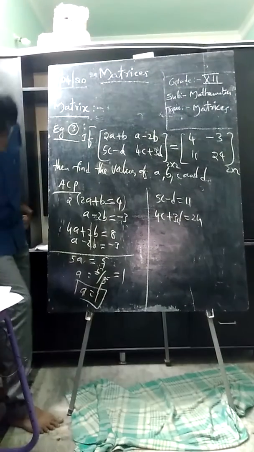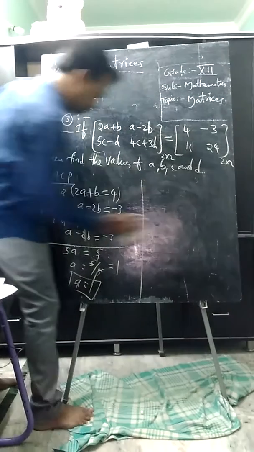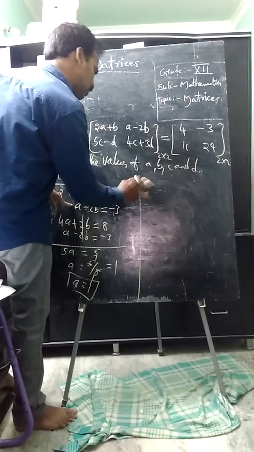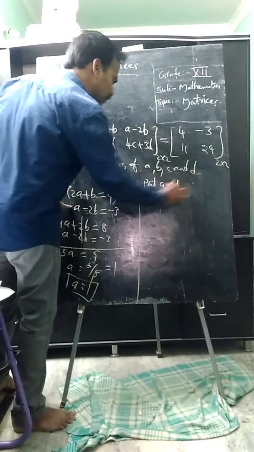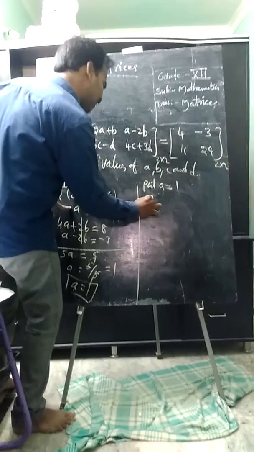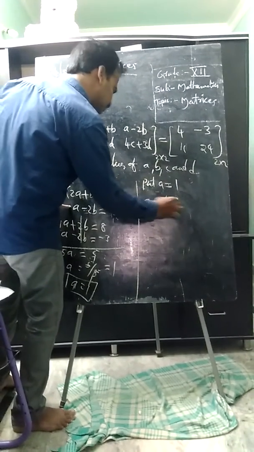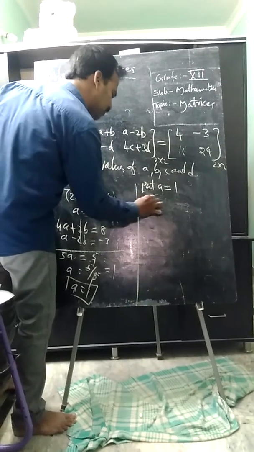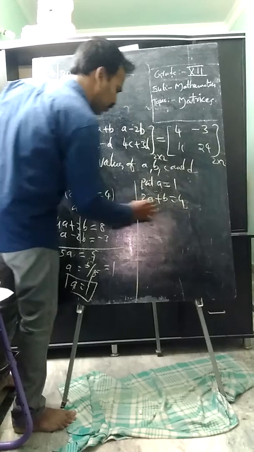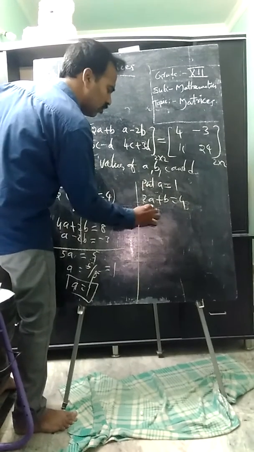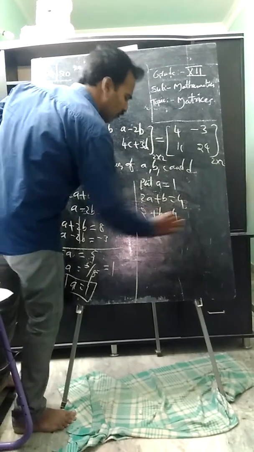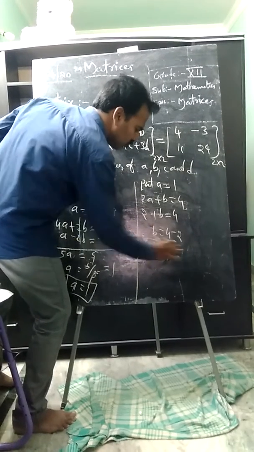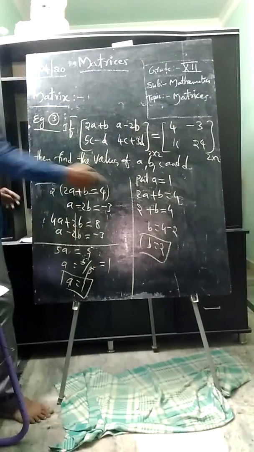So now let us find the b value. Put a equals 1 in any one equation. I will take a minus 2b equals minus 3, or else take 2a plus b equals 4, up to you. Here we have a value 1. 2 into 1, 2 plus b equals 4. Now b equals, as we know, 2. So we have here the a value is 1, b value 2.